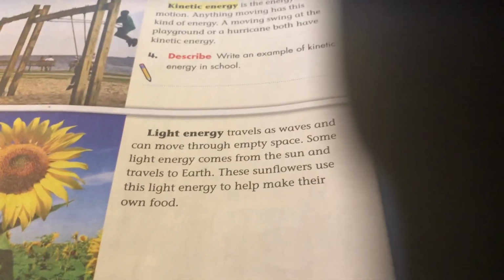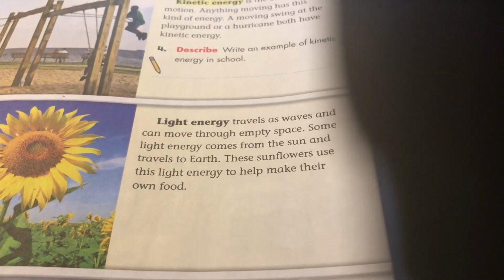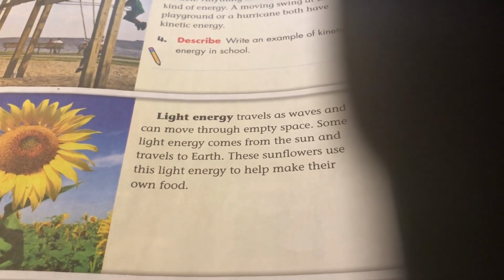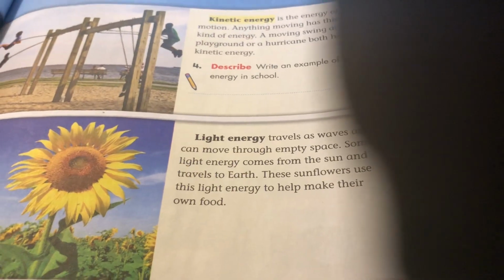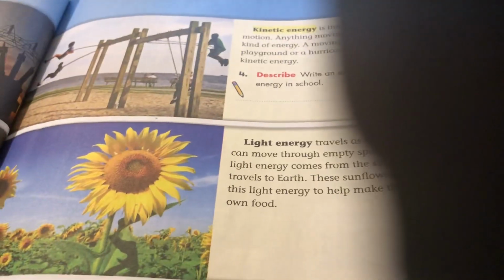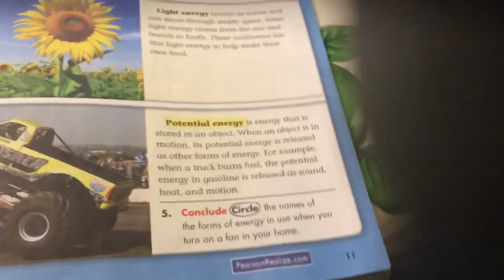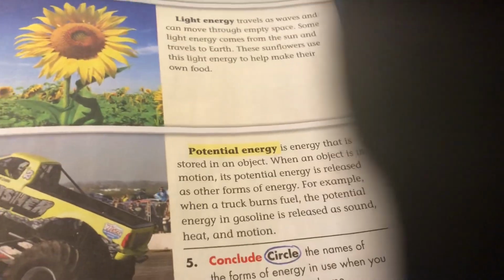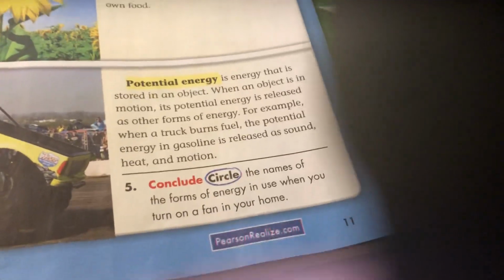So light travels very fast. Light energy travels as waves and can move through empty space. This is why when you turn on a light, it just illuminates the entire area, because it doesn't need anything to carry it. If it's light outside and you open the door, light will come in because it doesn't need open space.